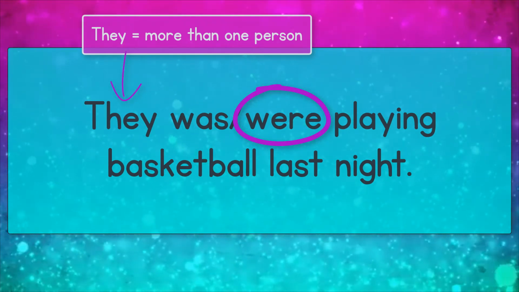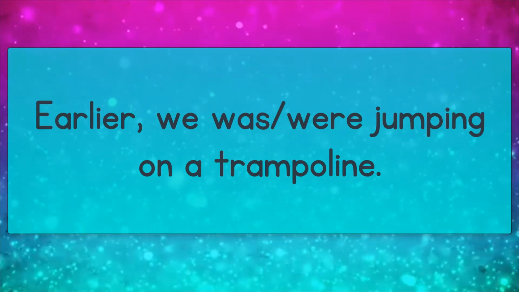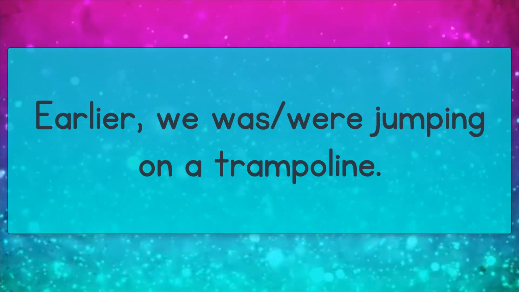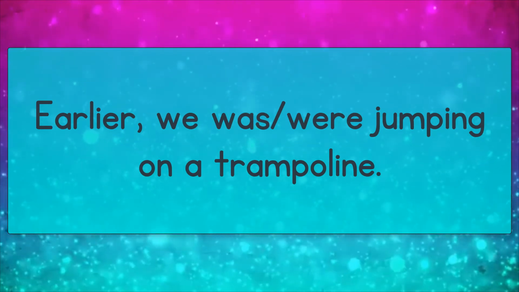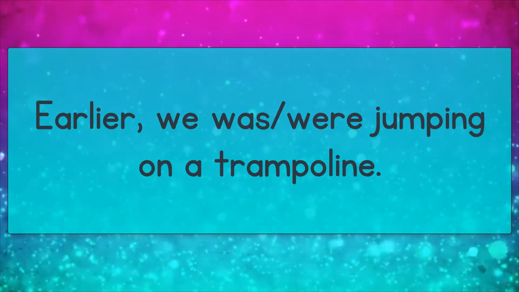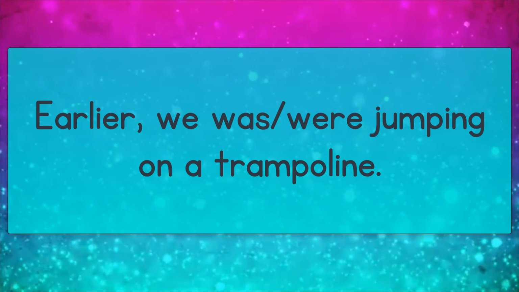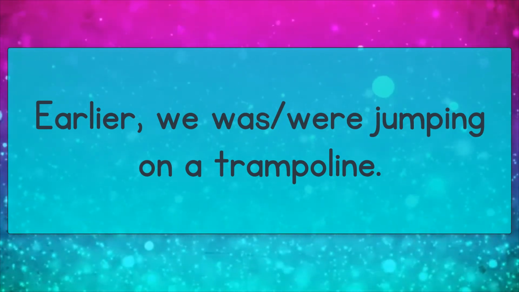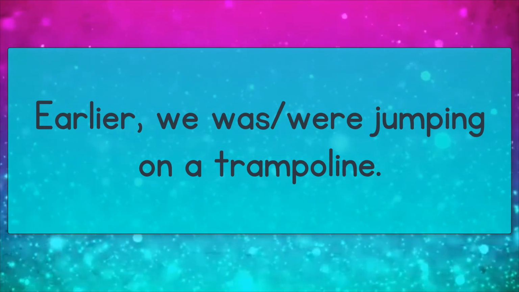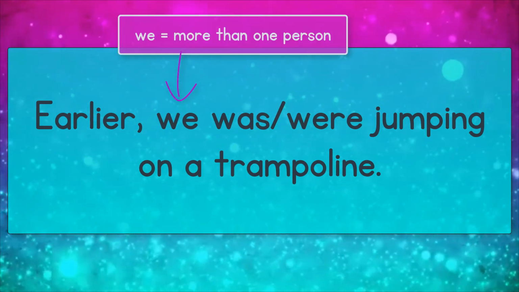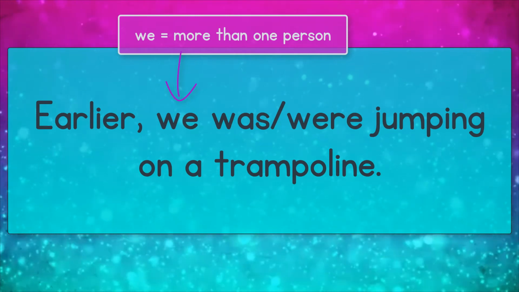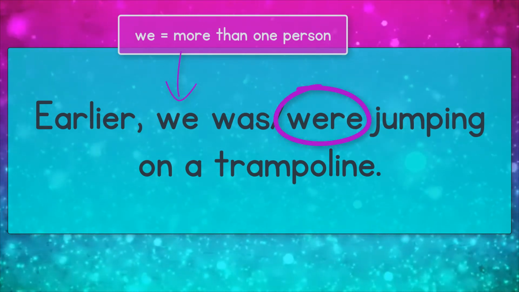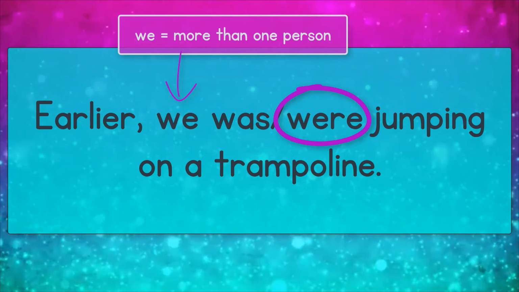All right, let's do one more. Earlier, we was or we were jumping on a trampoline. What's the noun in this one? Yeah, the noun is we, and we is more than one person. So it would be earlier, we were jumping on a trampoline. Go ahead and write that sentence.